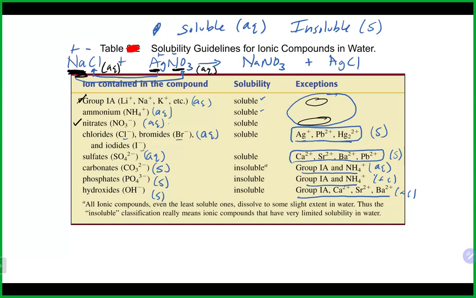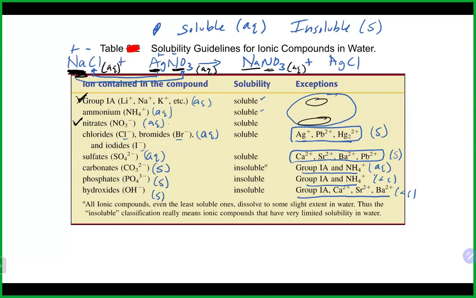Coming to the other side, I see sodium, which honestly is as far as I need to look, because that is group 1. There are no exceptions. I know it's going to be aqueous. If you were not convinced, you could still look at nitrate, which also is soluble in everything and has no exceptions. So they both tell you the same thing.